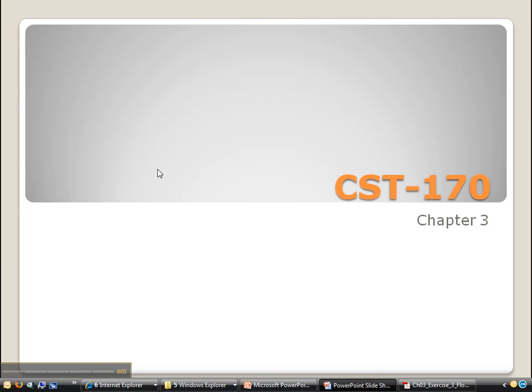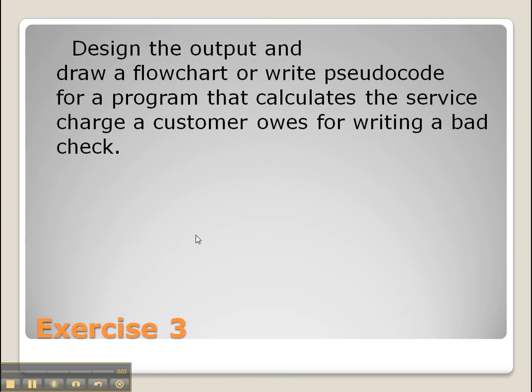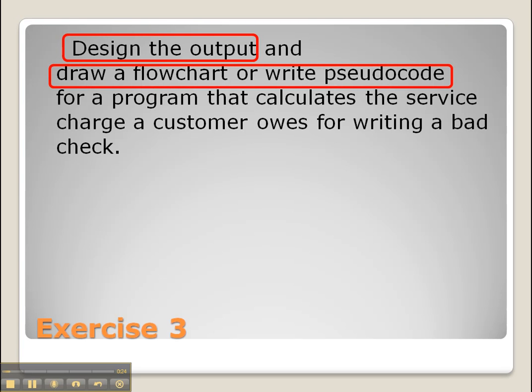Here's some help with Chapter 3, Exercise 3. In this exercise, you're going to design the output and draw a flowchart or write pseudocode for a program that calculates the service charge a customer owes for writing a bad check. Please keep in mind that you are supposed to do two things for this exercise. You're going to design the output and either draw a flowchart or write pseudocode.